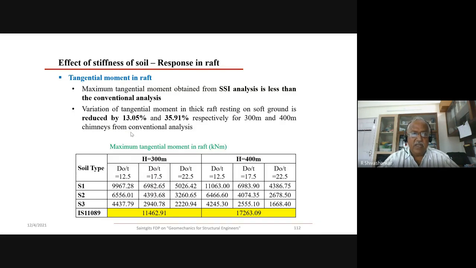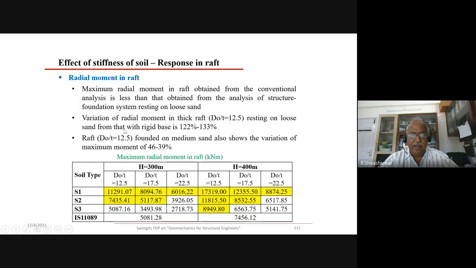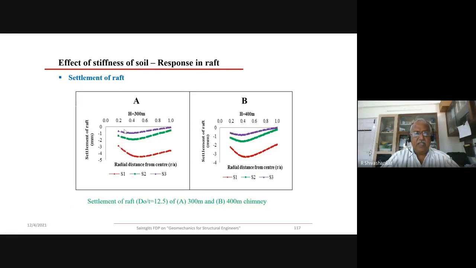It's not always that way. If you see the radial moments, the radial moments by the IS method are much less. Right? Radial moments without SSI are much less. Considering SSI for different soils, they are higher. Settlements also were calculated for very soft, for loose, medium, and dense sands.